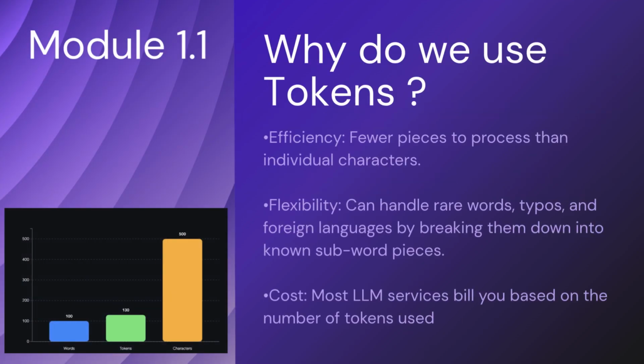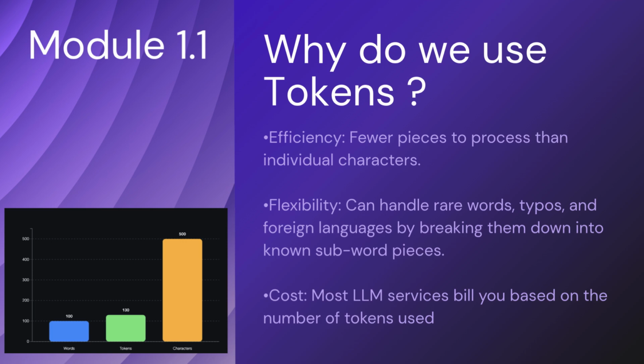Why do we use tokens? This tokenization process isn't just an interesting technical detail. It's fundamental to the performance and cost of LLMs. There are 3 big reasons we use them. 1. Efficiency. It's much faster for a computer to process a sequence of 130 tokens than to process 500 individual characters. It makes the model train quicker and run faster.